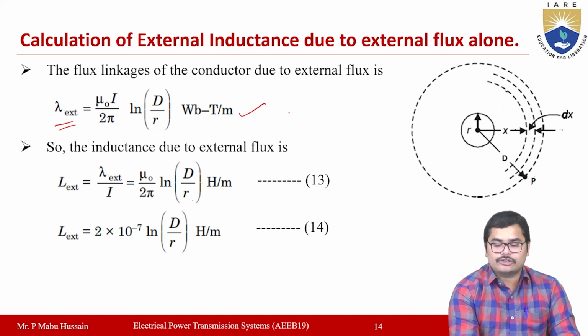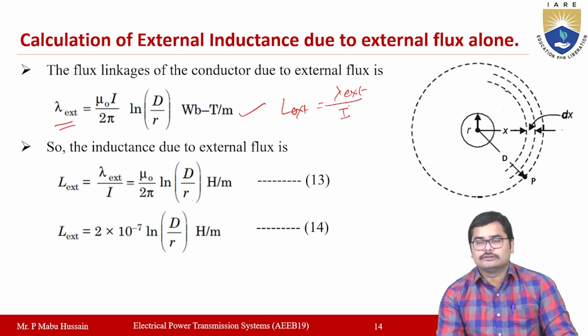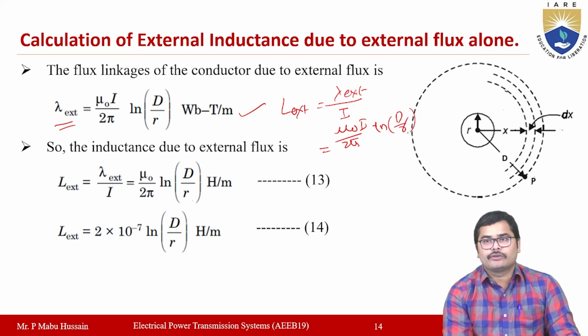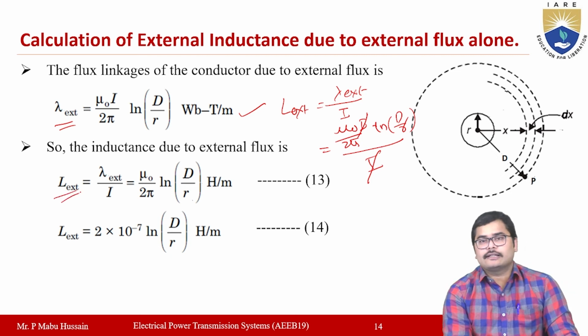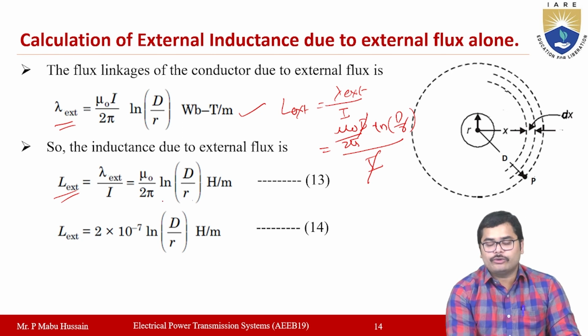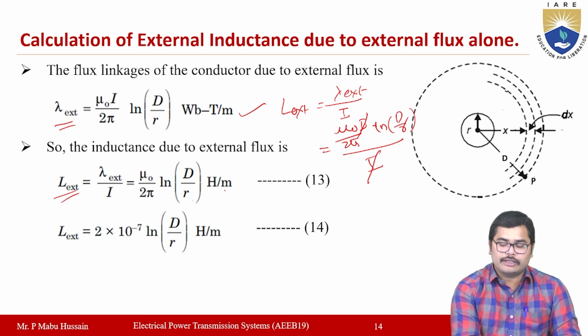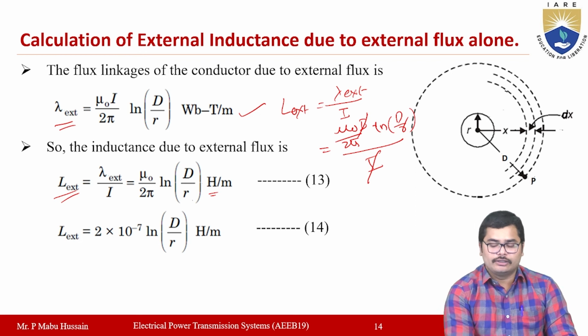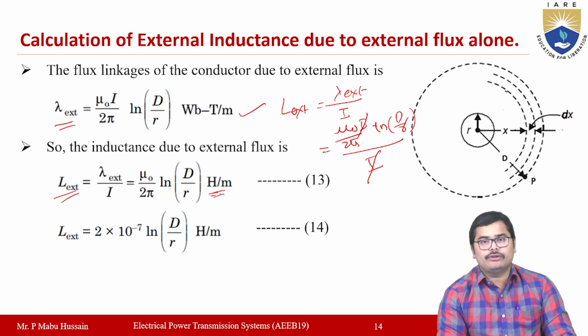Now from this flux linkages you can determine the external inductance, which will be equal to external flux linkages by current flowing inside the conductor, right? So lambda external here is mu 0 I by 2 pi into ln d by r, divided by I. So this I and I will get cancelled, so that this external inductance Lext will be equal to mu 0 by 2 pi into ln d by r. The units for inductance will be henries per meter, as we are considering only 1 meter length of the conductor.